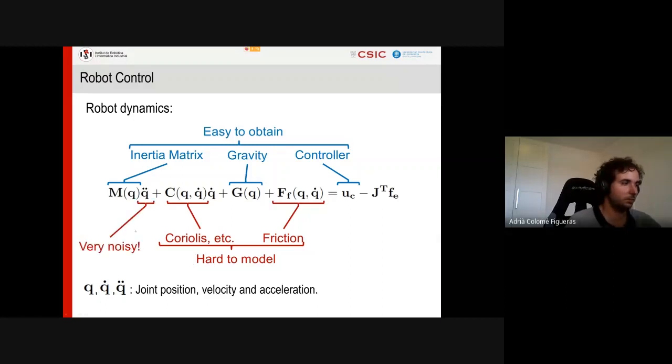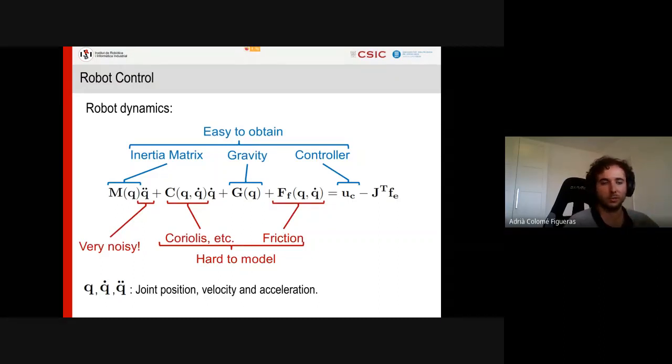Also, we have to take into account that if we are working with a robot with just position encoders, then the acceleration might be obtained by differentiating twice the position. And this is very dangerous, so we have to be careful with this kind of signal, because if we have a sampling time of 1 millisecond, when we differentiate the position, any error that we have in the position encoder will be multiplied by 1,000. And if we differentiate twice, then this error will be multiplied by 1,000,000. So this small error in the position encoder will become a huge noise that completely occludes our real acceleration signal.